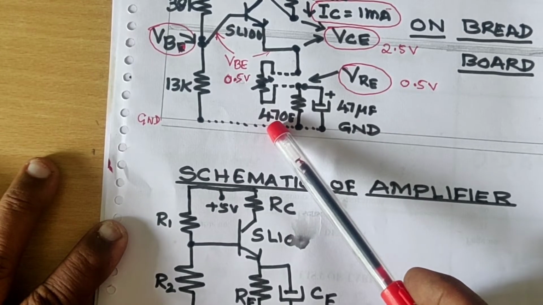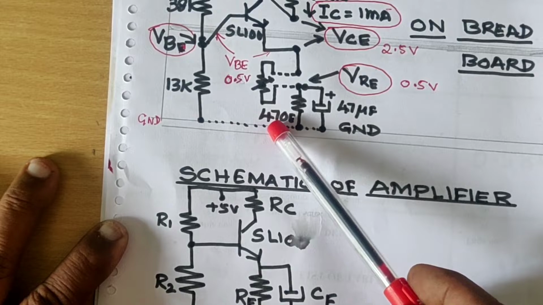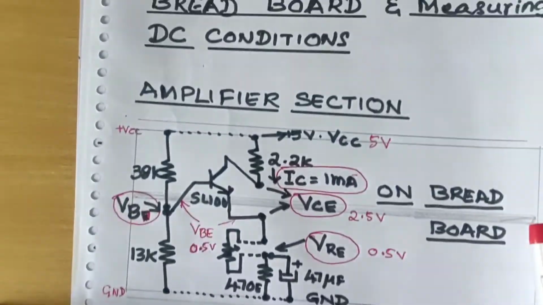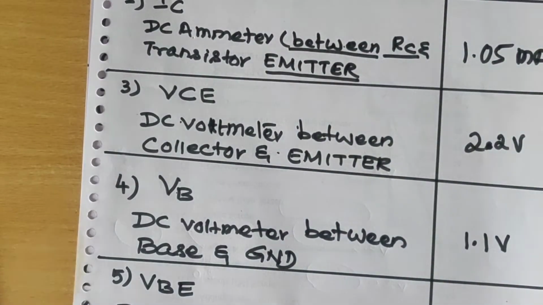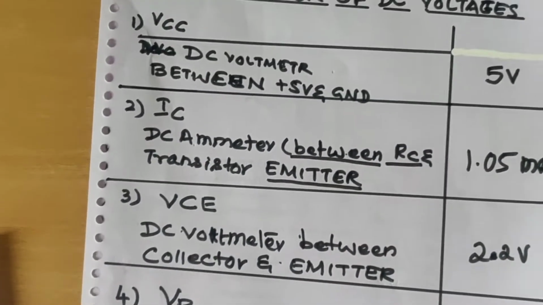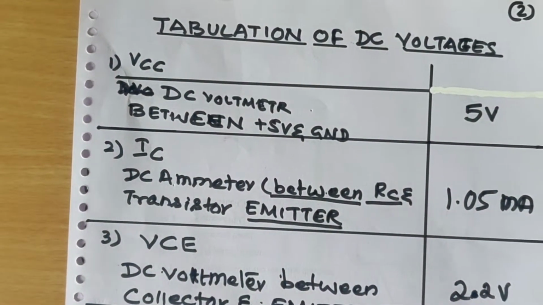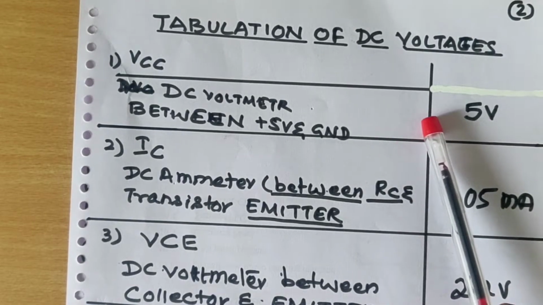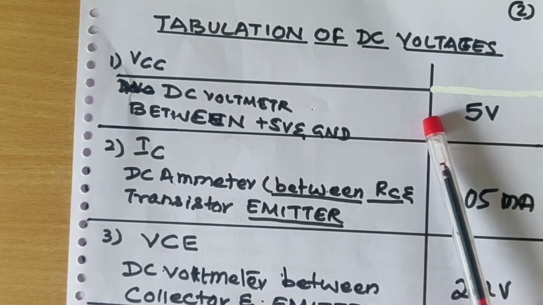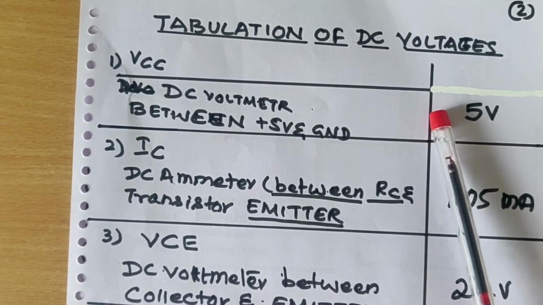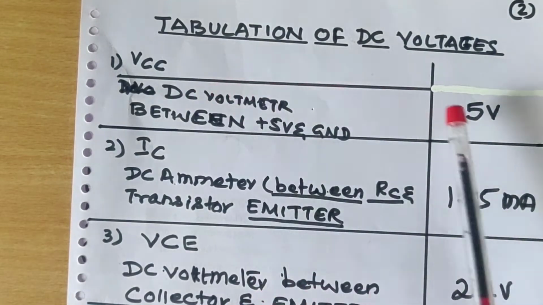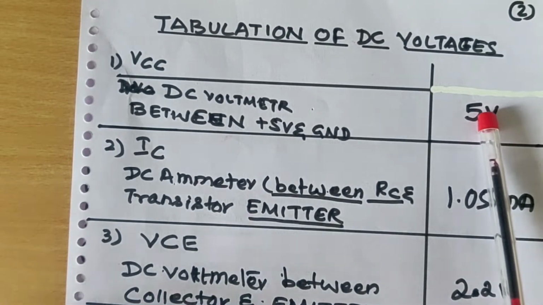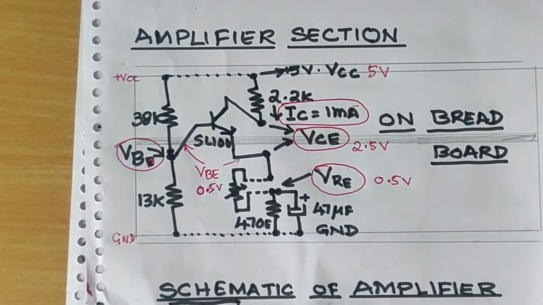Before starting that measurement, I will show you what exactly you are supposed to measure. See the next part of this circuit. Here are a few readings I took, tabulations of the DC voltages like this. So take a DC digital multimeter or analog, whichever is available. Switch on the power supply, set VCC to 5 volts. I measured with respect to ground, and this is the circuit, this is the ground part here.